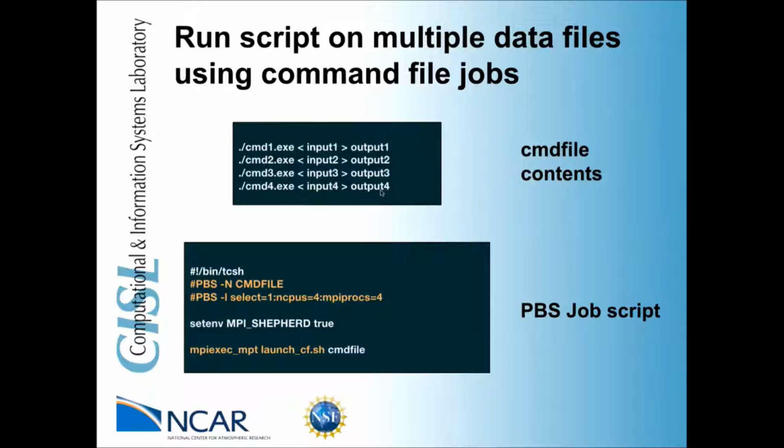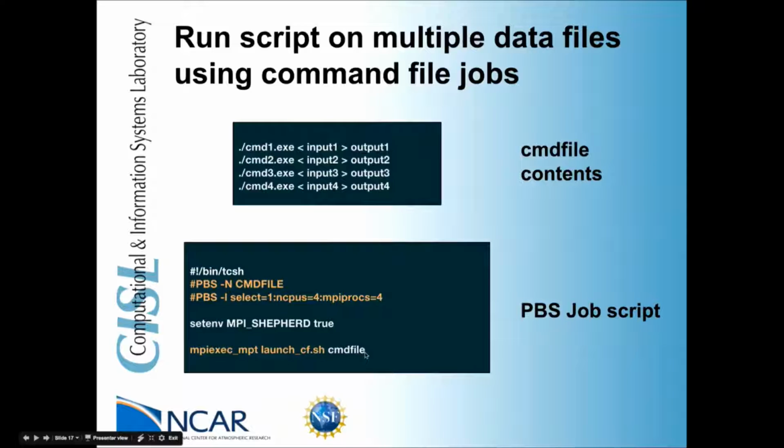Now, in a PBS job script, what I would do is select a number of CPUs and a number of MPI processes that matches the number of lines in the command file. And then I would set this environment variable, MPI shepherd, to true. And what this does is it tells MPT that I have this serial program that I want to run a certain number of times, in this case 4. And I'm going to specify the details of that in this command file.